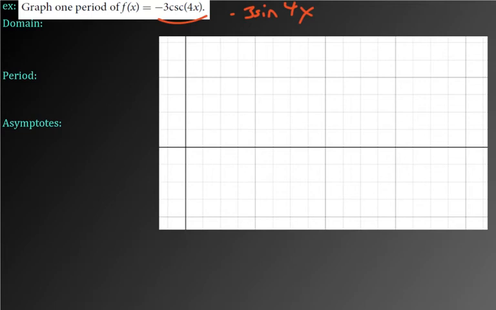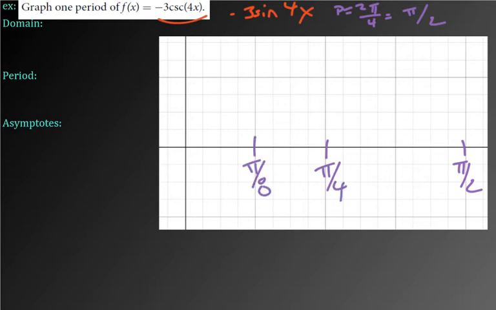The way I would graph this, same old thing, do the period, 2 pi over b. b is 4, so I get pi over 2 is the period. And so let's say that's pi over 2. This is pi over 4. This is half of that. It's pi over 8. And then again, 1/8, 2/8, 3/8, 3 pi over 8.